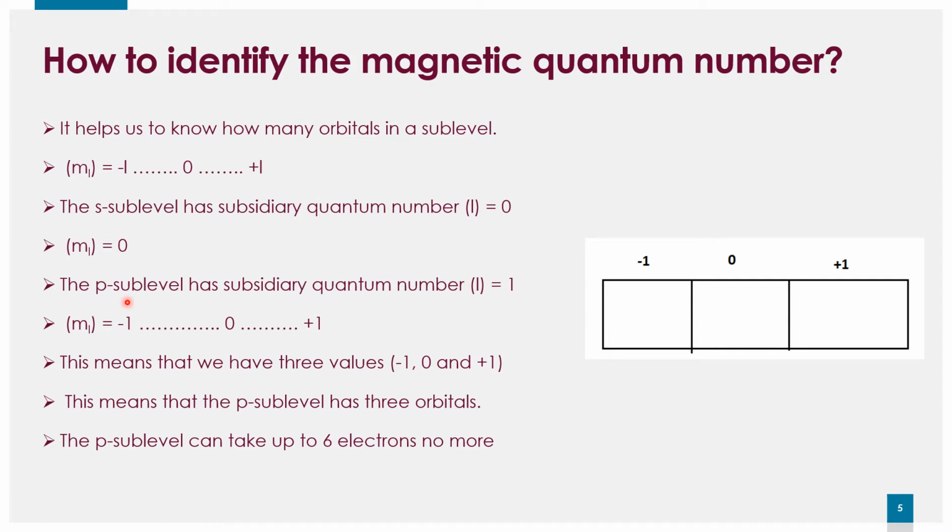But in the P sublevel, we can find it in a much clearer way. The P sublevel has L quantum number equals 1.